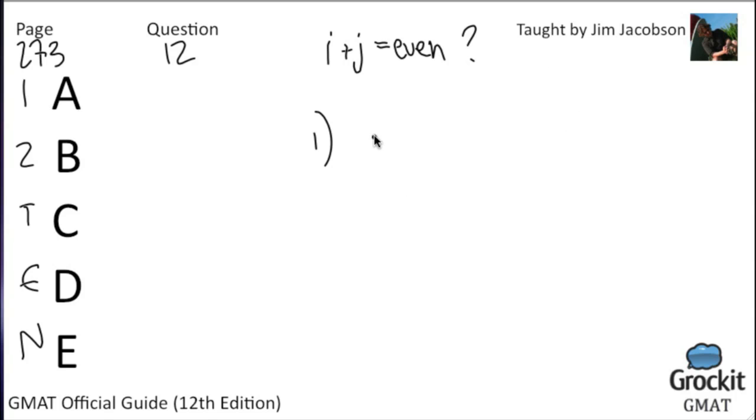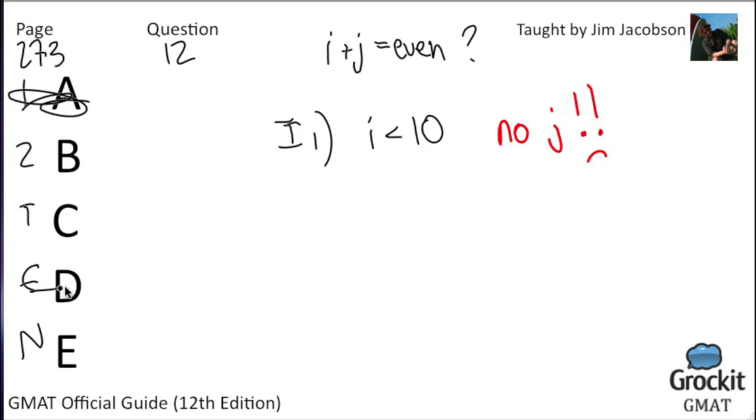Okay, so statement 1 tells us that i is less than 10. That gives us a massive range. I mean, we've established that i is an integer, but that's still an infinite number of numbers less than 10, basically half of which are even and half of which are odd, and we don't have j in this equation at all. So no j, which means that statement 1 is insufficient on its own. We can cross off A as well as D.